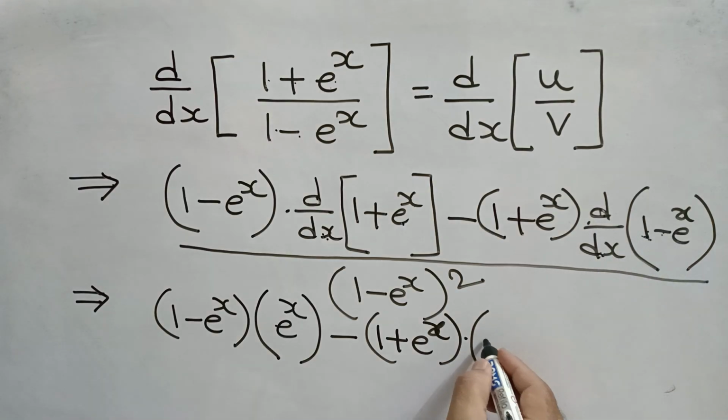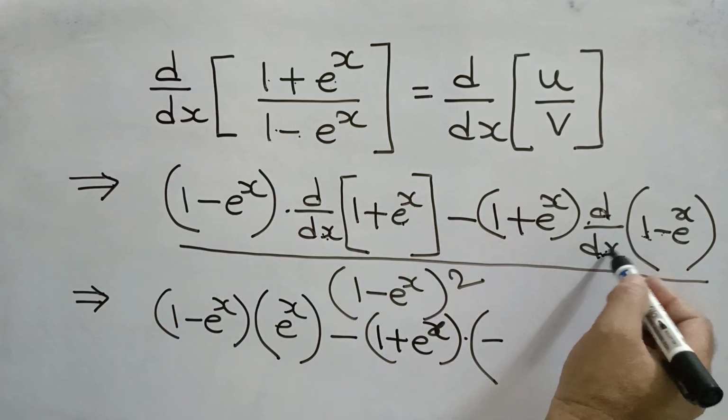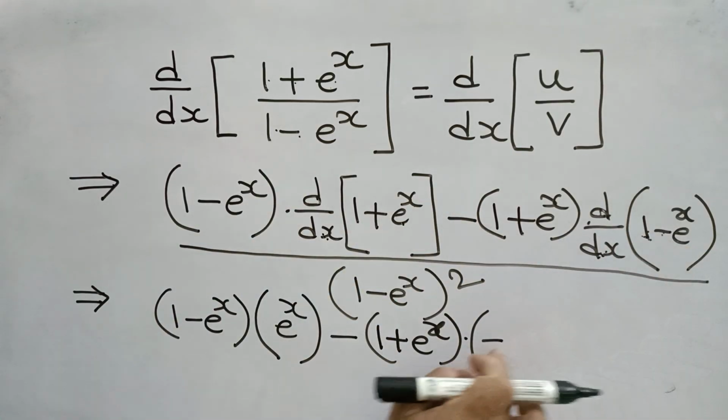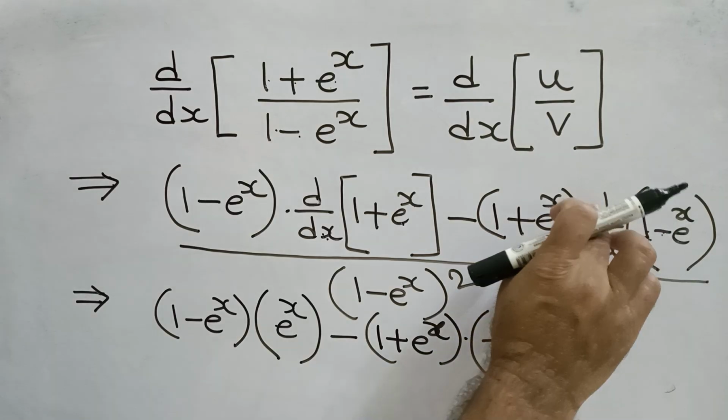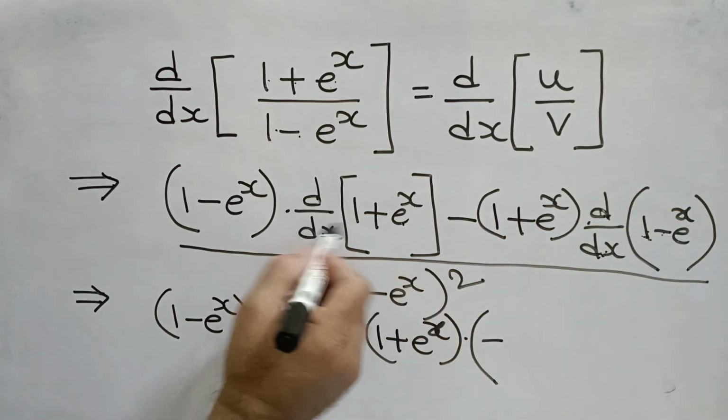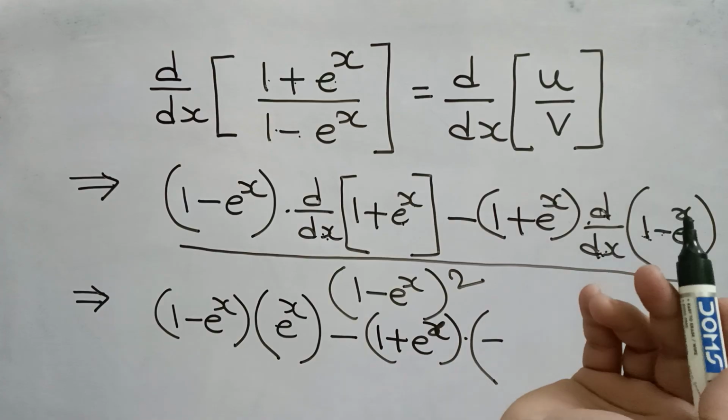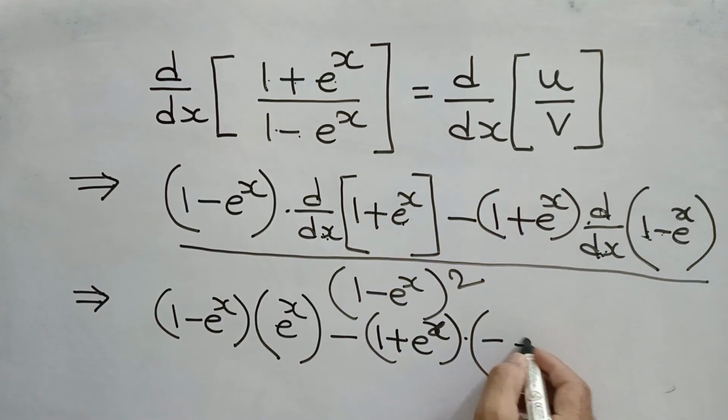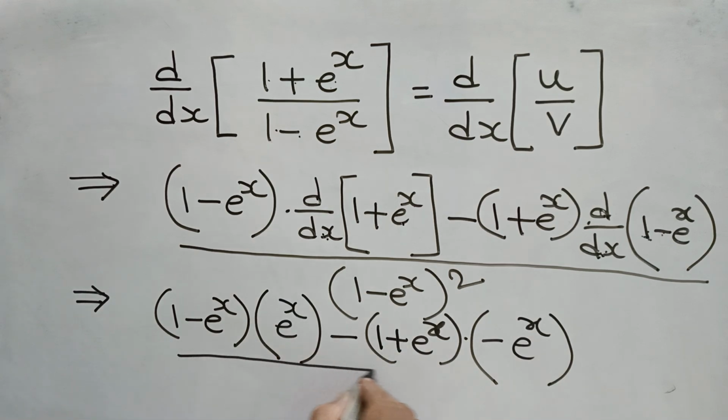Minus is there, you can put that minus here. Then d by dx of e power x, same as here only, no? Therefore, d by dx of an exponential function is the exponential function only, e power x. Clear? By 1 minus e power x whole square.